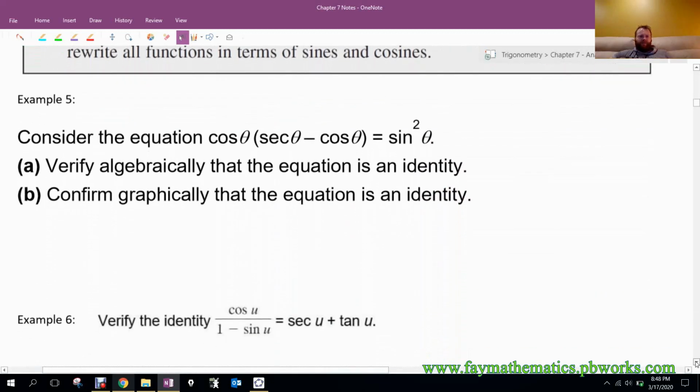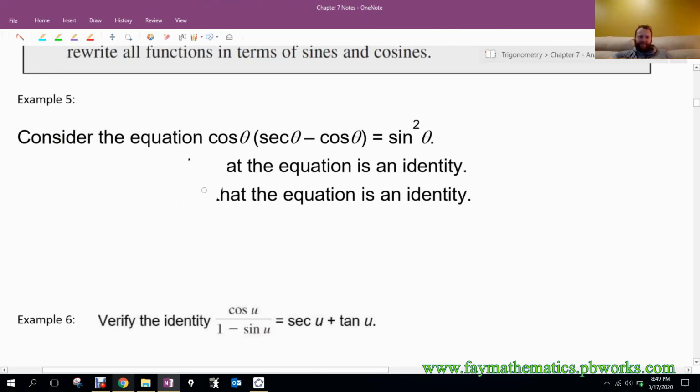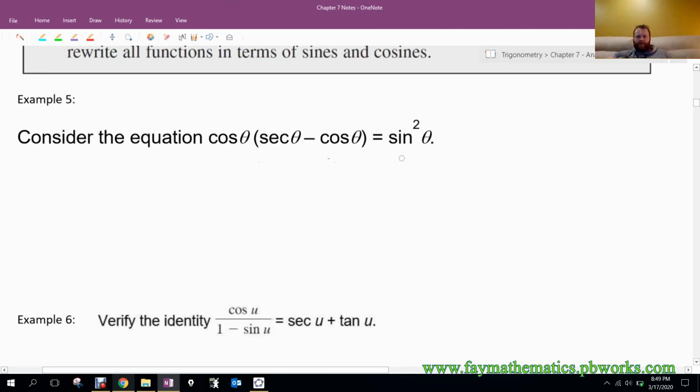So I want to start with this example, and I'm going to remove this just to save a little bit of time here. If we were to graph these, they would be identical. Okay, and they're going to be identical everywhere. So that's the proof. That's an identity graphically.